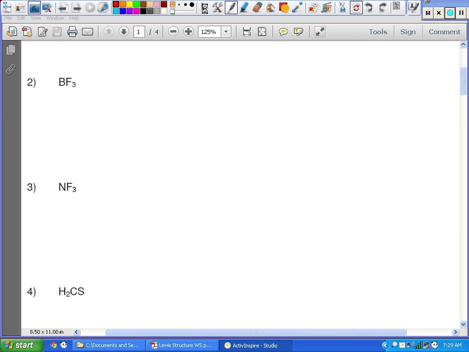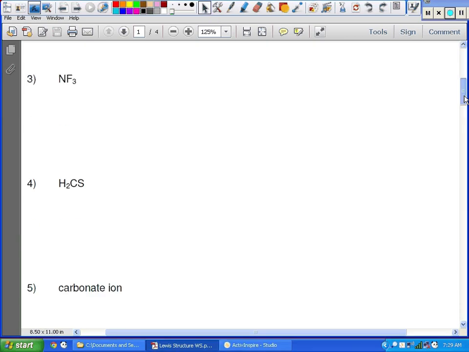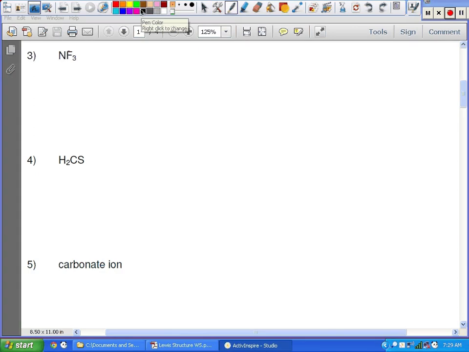Now, I know that what you're going to think here is that NF3 is going to look exactly like BF3. No, it's not, and you're going to see why it's not. Remember, boron only needs 6 valence electrons. Nitrogen needs 8. And so we've got to account for that shape difference here, okay? All right, so let's go ahead and figure out our valence electrons.